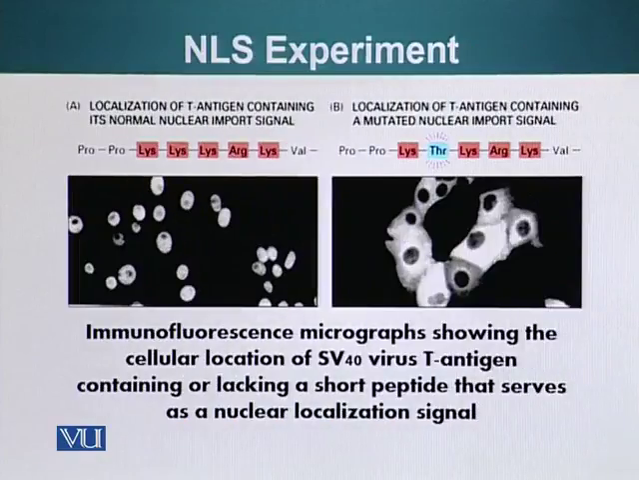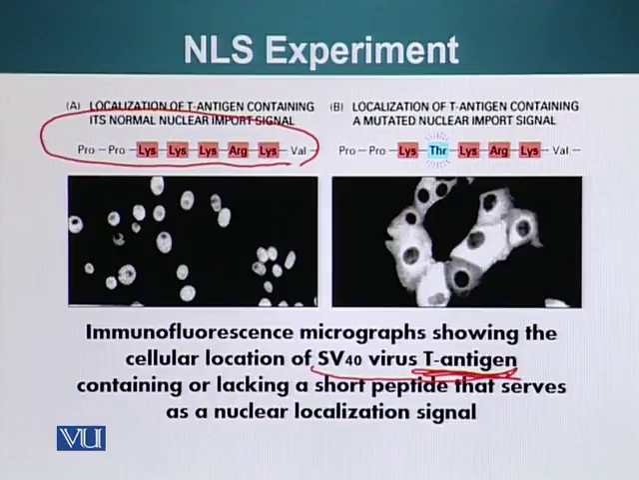Here it is. What we have done here is an immunofluorescence experiment. These are micrographs, images showing the cellular location of the SV40 T antigen. This virus has a T antigen, and we have two versions of this antigen. This is the normal version of this antigen. It contains the nuclear import signal, and here is a mutated version of this protein in which one of the lysines has been changed to threonine.